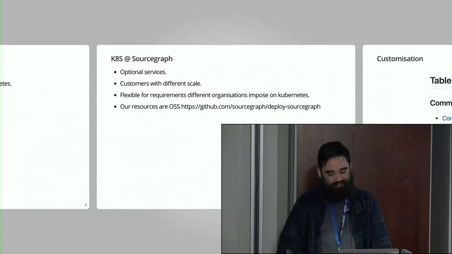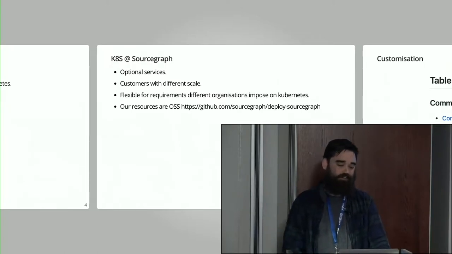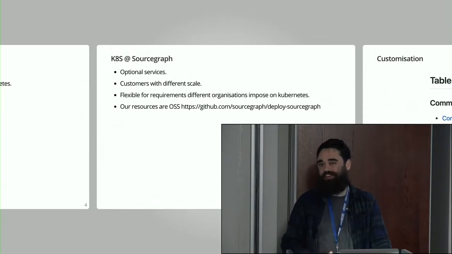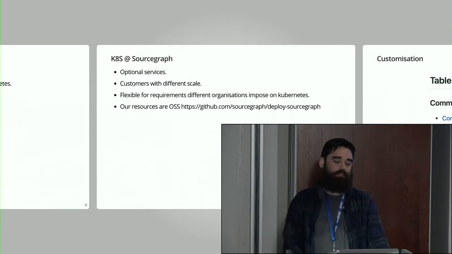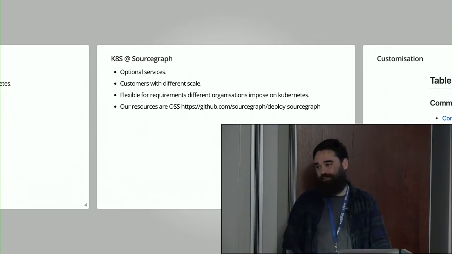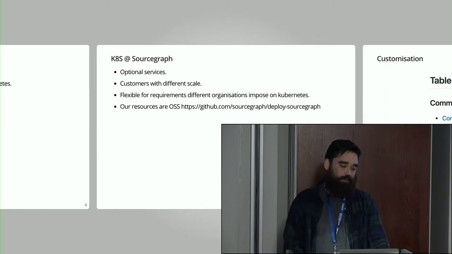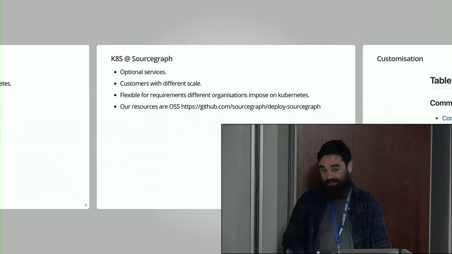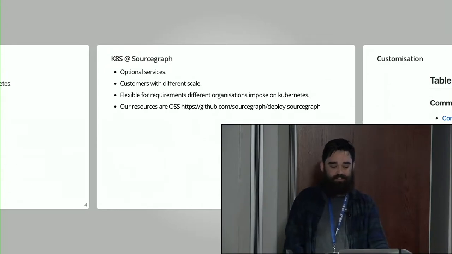Why do we have crazy stuff at Sourcegraph? Because we have optional services, so we analyze languages. If you don't use C++ in your organization, you don't need to ship the C++ service. That's an example of an optional service. Then also we have customers. Some customers have like 10,000 repos. They have very different scaling requirements to a customer with just a handful, or a customer that has one massive repository. They'll need massive nodes or something like that.